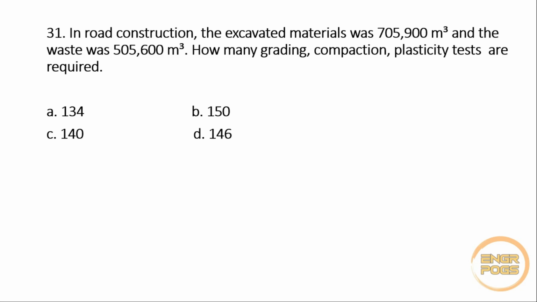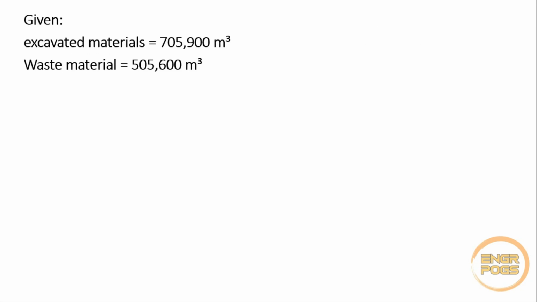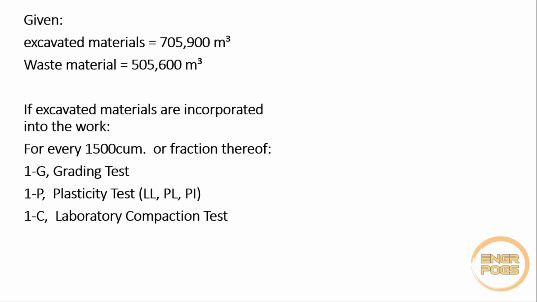Number 31. In road construction, the excavated material was 705,900 cubic meter, and the waste was 505,600 cubic meter. How many grading, compaction, plasticity tests are required? The given in this problem are excavated materials, 705,900 cubic meter, waste material, 505,600 cubic meter. Based on the minimum testing requirements, if excavated materials are incorporated into the work, for every 1,500 cubic meter or fraction thereof, you need 1 grading test, 1 plasticity test, and 1 laboratory compaction test.